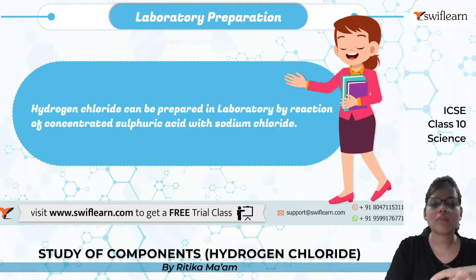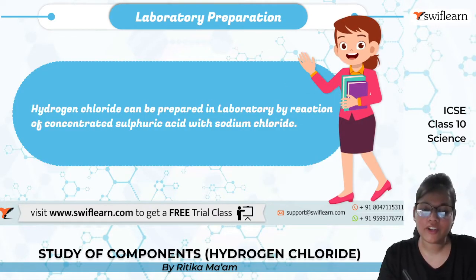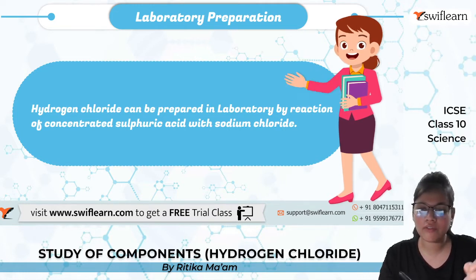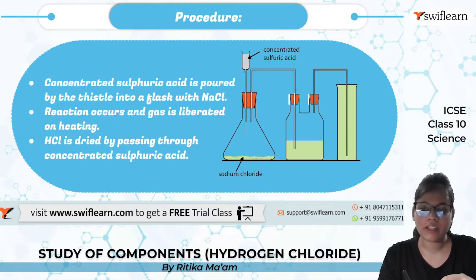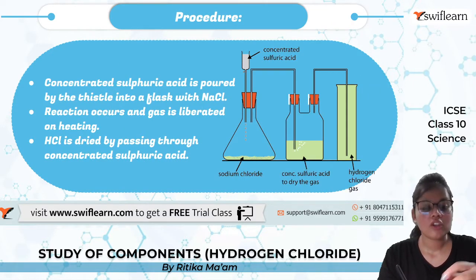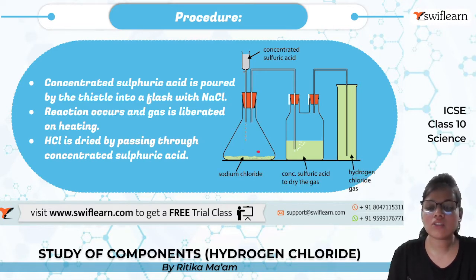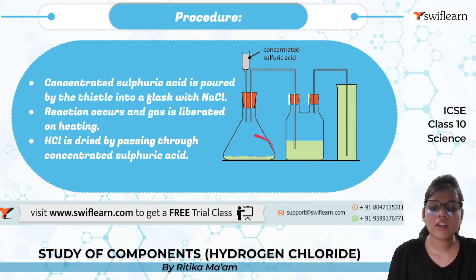Next, we can also prepare hydrogen chloride in the laboratory using the reaction of concentrated sulfuric acid with sodium chloride. Now how does it go? Let us see. First of all, concentrated sulfuric acid is poured through a thistle funnel into a flask which contains sodium chloride. So we have sodium chloride here and we are pouring concentrated sulfuric acid. Now a reaction will occur and a gas will be liberated. This gas will be taken from here.